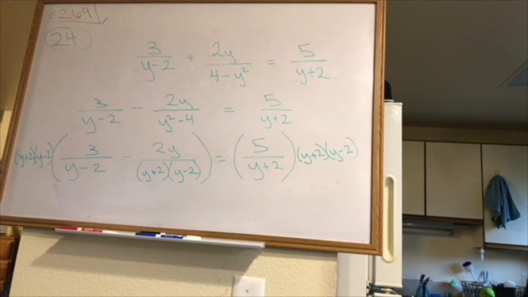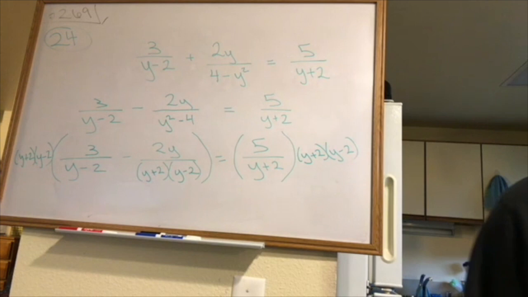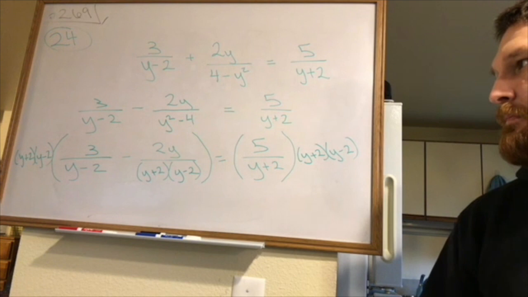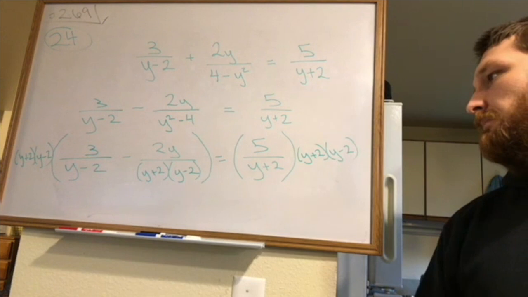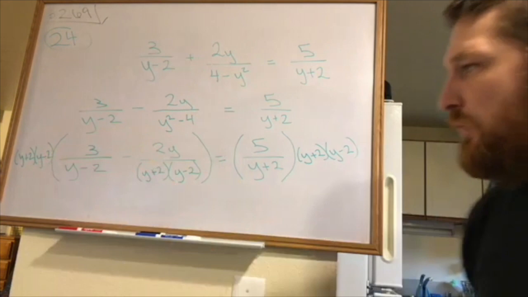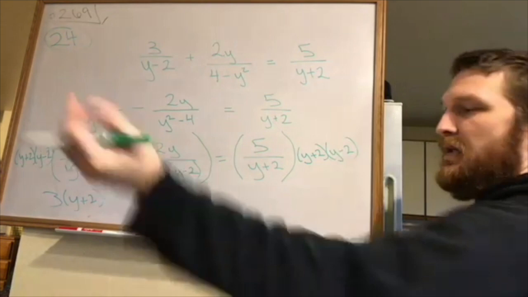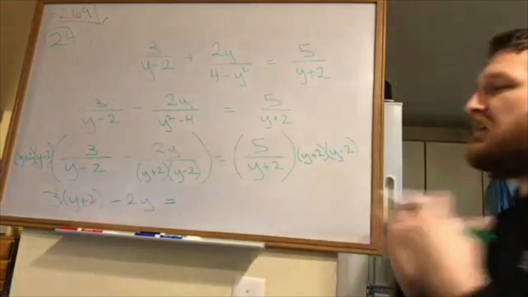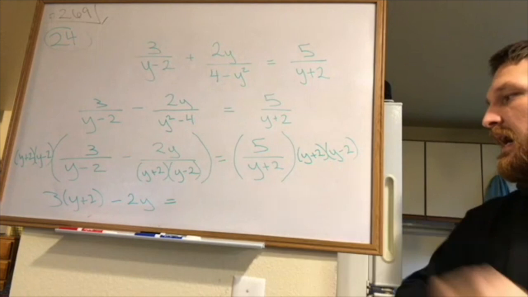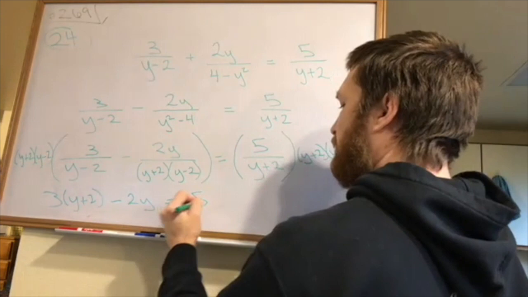Hold on 1 second. Okay. Sorry, just writing it down. No problem. Okay, the first term, you get 3 times y plus 2. Okay, and now in the second one, what happens? You get minus 2y. Minus 2y is all that's left over because we didn't go overkill and bring in a bunch of stuff we didn't need to. It just killed that denominator. We're done. What about on the right-hand side? What's left over? You get 5 times y minus 2.